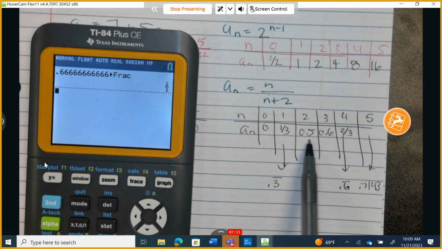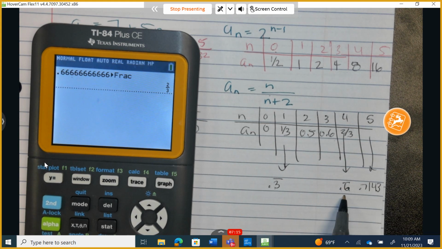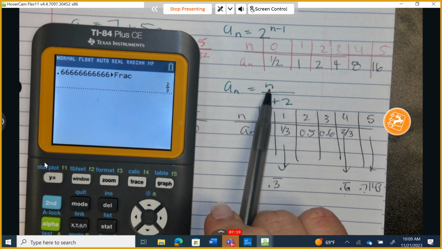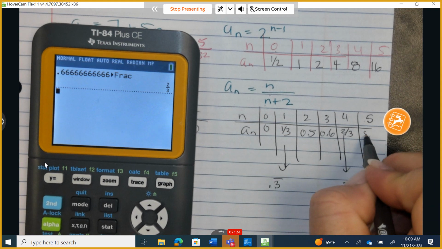And you're wondering, why did I not do that with 0.5 and 0.6? Because those are exact. Those are terminating decimals. Here we had an ongoing set of decimals. Now, 0.7143. It's even easier just to plug in a 5. So if I substitute in 5, I get 5 on top over 7. So I can write 5 over 7 here.